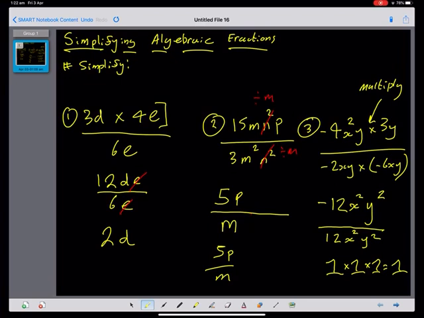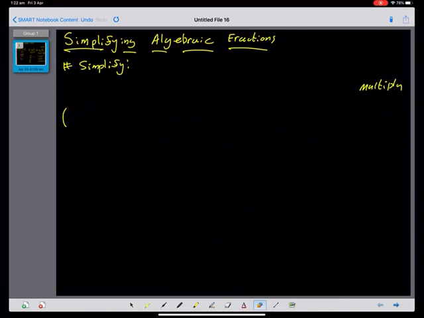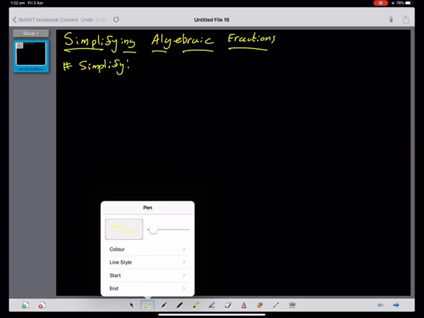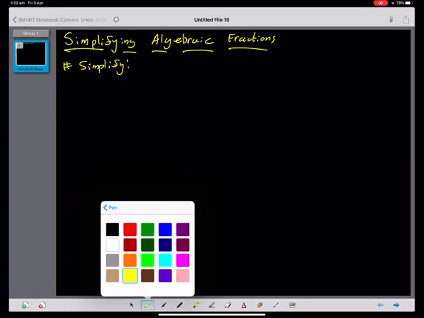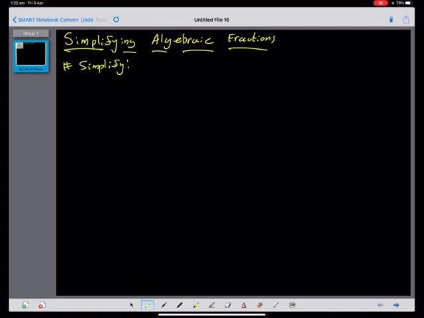Okay, so let's do some more examples just to make sure that you've really got these. Okay, let's do 4, 5, and 6. Okay, let's do negative 10 m squared n all over 5mn.